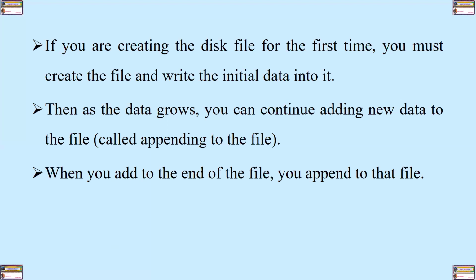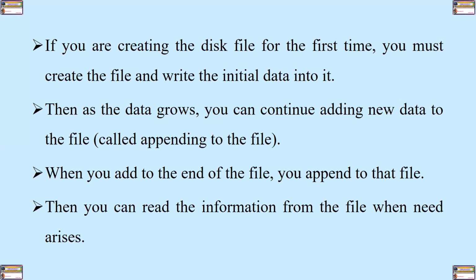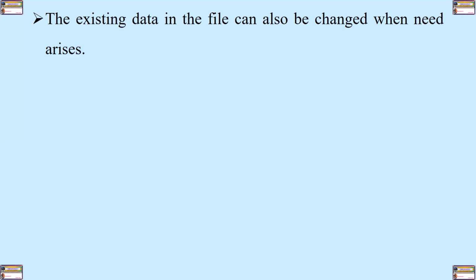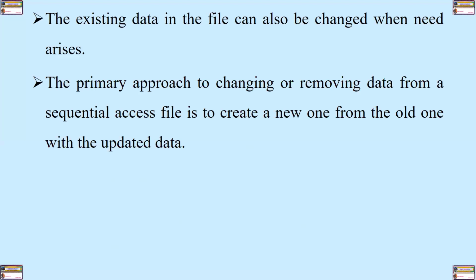So when we talk about appending in files, we are simply saying that we are adding some additional records to an already existing set of records in a file, and this addition normally takes place at the end of the existing data. Then you can read the information from the file when need arises. The existing data in the file can also be changed when need arises. The primary approach to changing or removing data from a sequential access file is to create a new one from the old one with updated data.